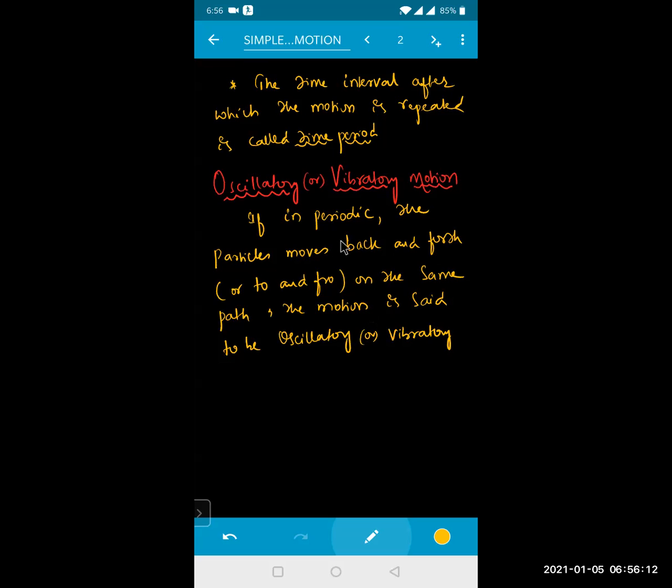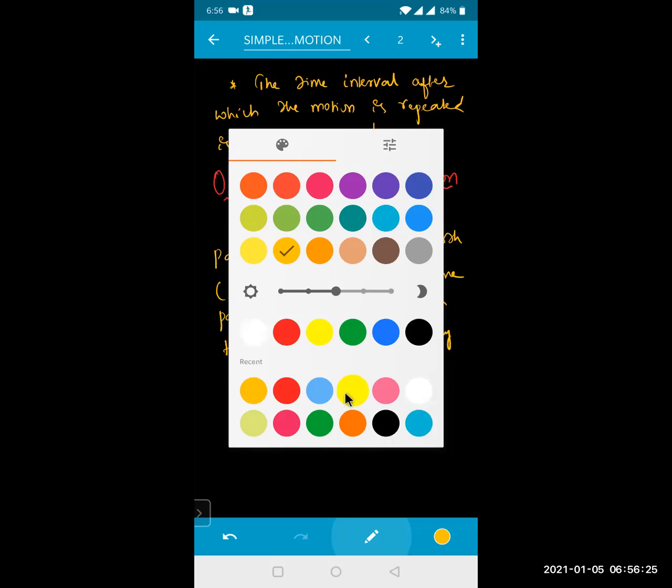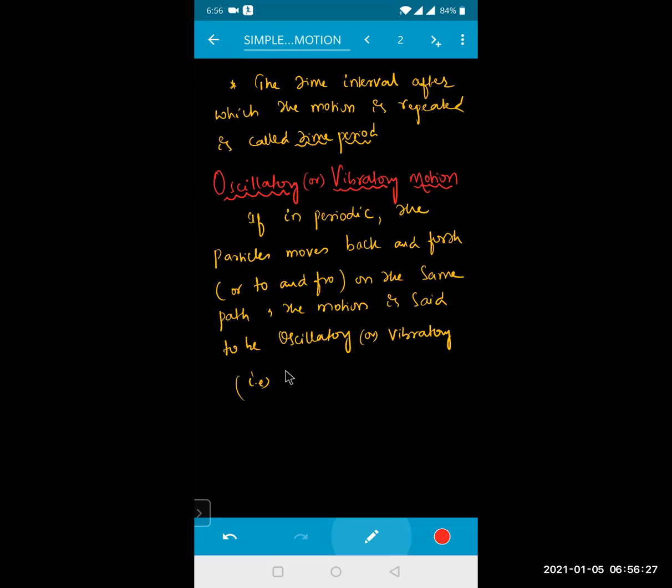Oscillatory motion is a constrained periodic motion, beta. Can I say that oscillatory motion is nothing but a form of periodic motion only? Yes, because it is making the to and fro motion in a particular period. So oscillatory motion is also a special case of periodic motion.